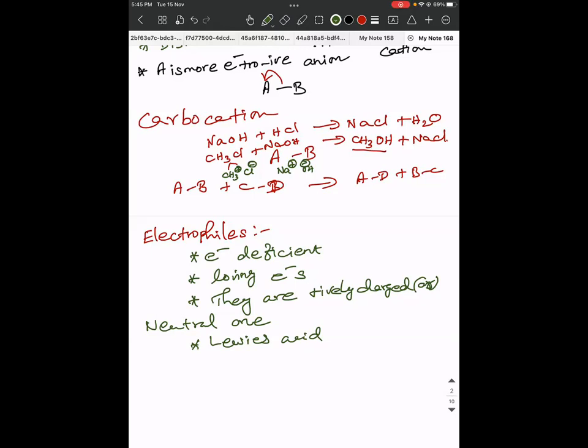So examples: H plus, Cl plus, Br plus, NO2 plus, CH3 plus. Water's positive charge is different. So what are the neutral ones? BF3, boron trifluoride. Why is it boron trifluoride? Write the hybridization of boron trifluoride. What is the valence electron count of boron? 3.